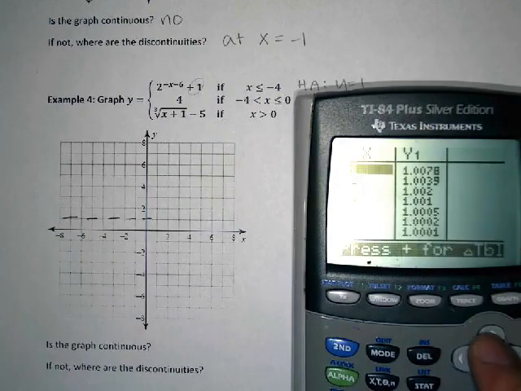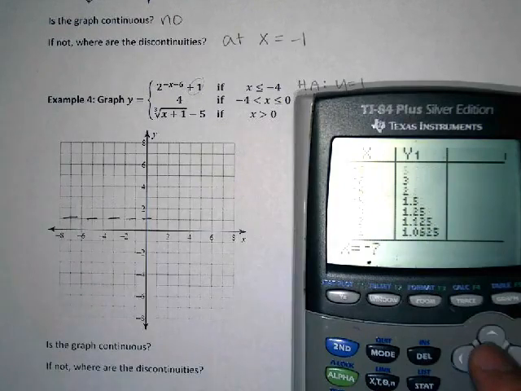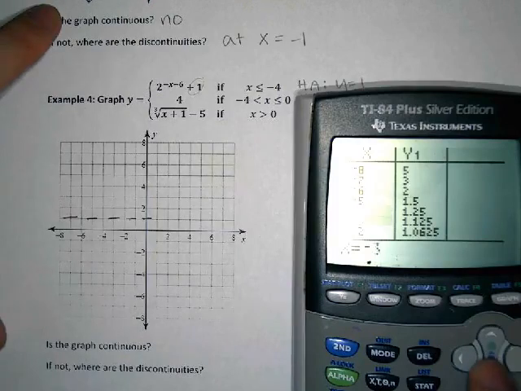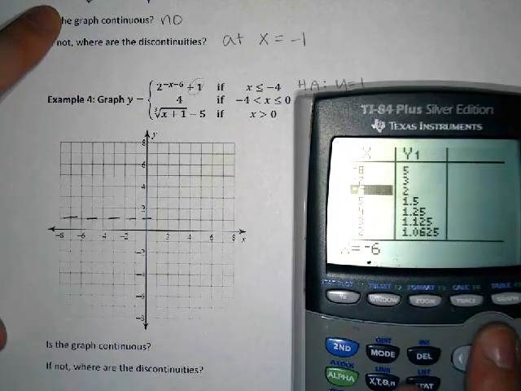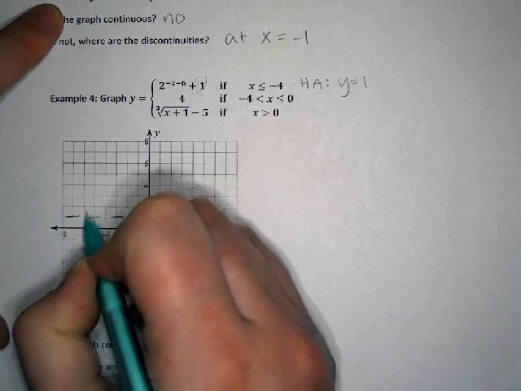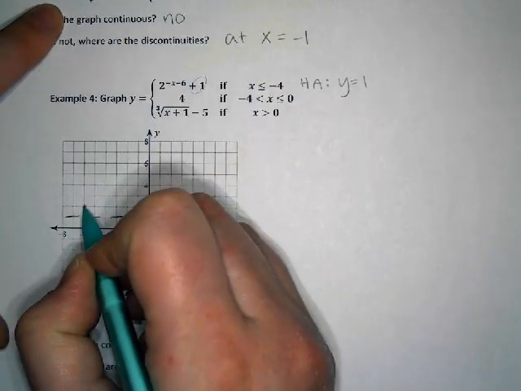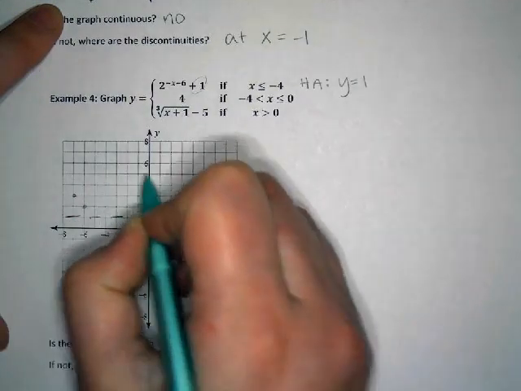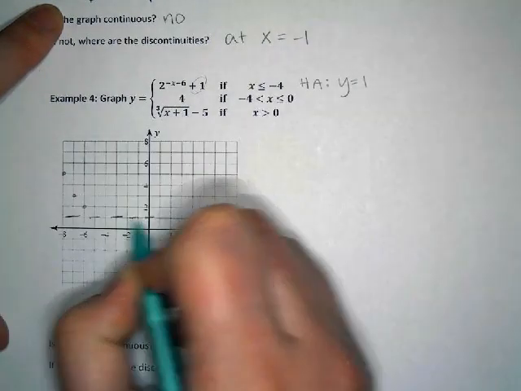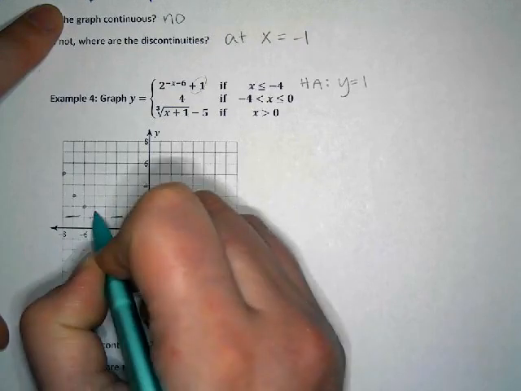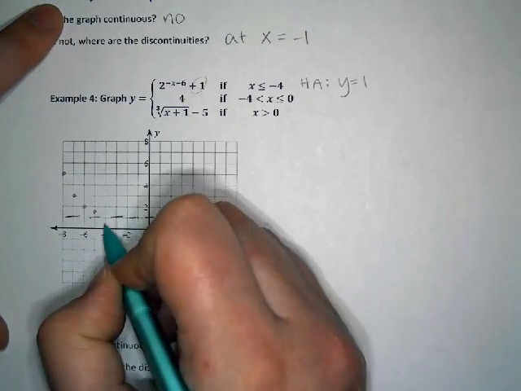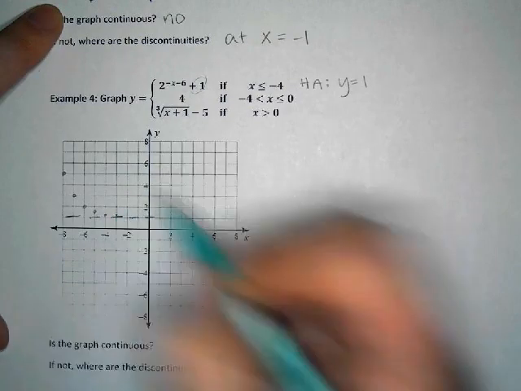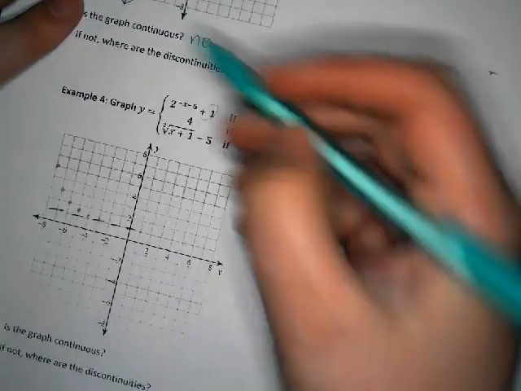So I'll start, this one will be easy to graph. -6, -2 is easy to graph. -7, 3. -8, 5. -5, 1.5 isn't too bad. -4 is 1.25. This is where it starts to get more difficult. So there's my exponential graph. You can see it's following the asymptote right there.